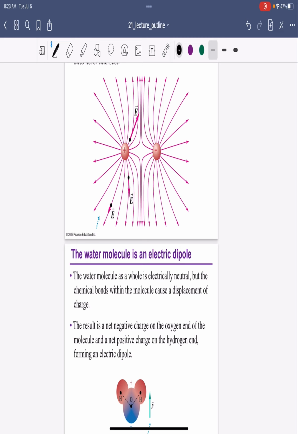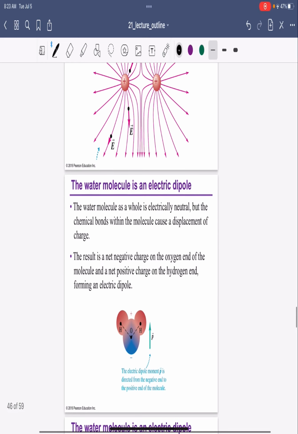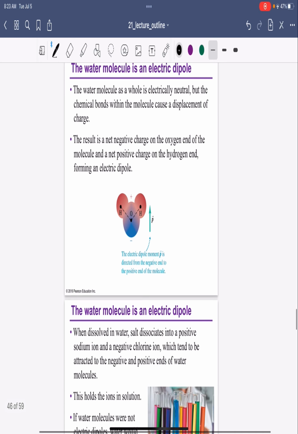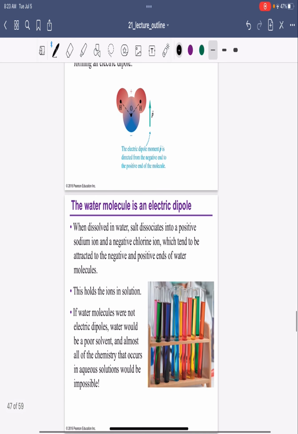This is because of the difference in electronegativity of the oxygen and the hydrogen. This results in a net negative charge on the oxygen and a net positive charge on the hydrogens. They are very small, but they are there. And therefore it is an electric dipole.